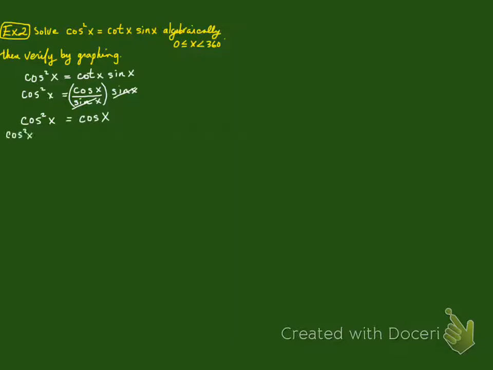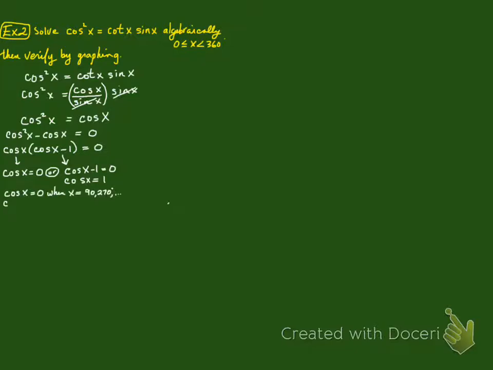If you bring everything over to one side, cosine squared of x minus the cos of x has to equal 0. Now if you factor out a cosine of x, you're going to get cos x times cos of x minus 1 is equal to 0. So that tells me that the cosine of x has to equal 0, or the cosine of x minus 1 has to equal 0. Again, the cosine of x equals 0 when x is 90 degrees, 270 degrees. And the cosine of x will equal 1 when x is equal to 0 degrees.